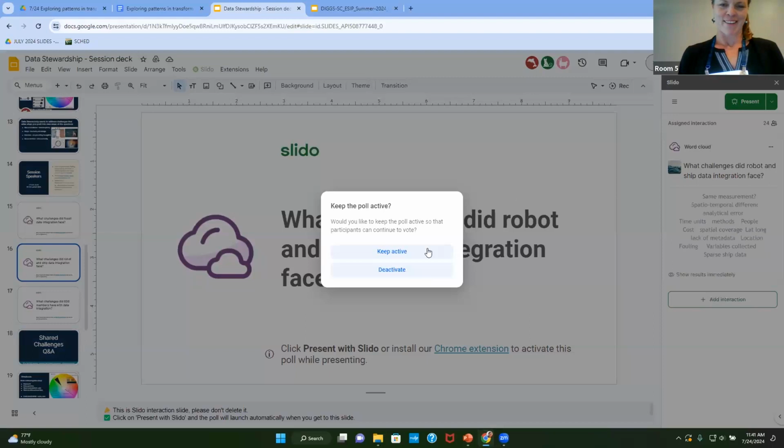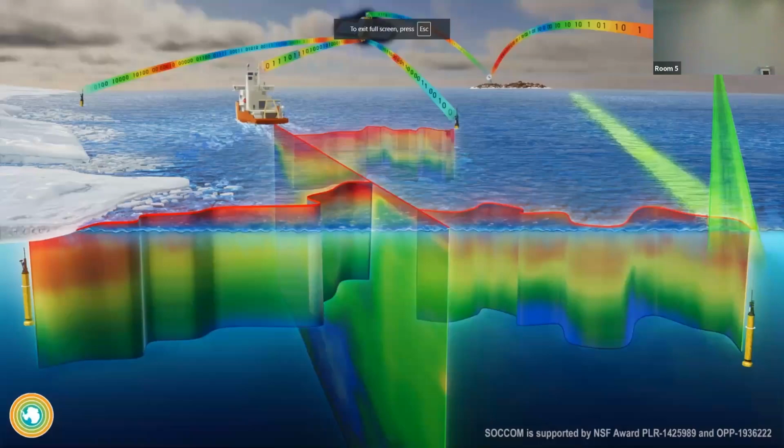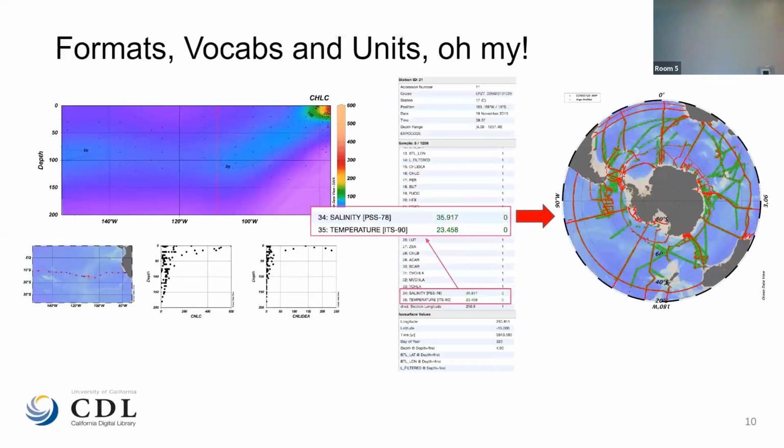Okay, we'll keep that going and switch you back to the workshop. All right, so since we all failed the test, it turns out that things are called different things because these two programs grew up separately, even though many of them had the same people. Not everybody calls temperature or salinity the same thing.